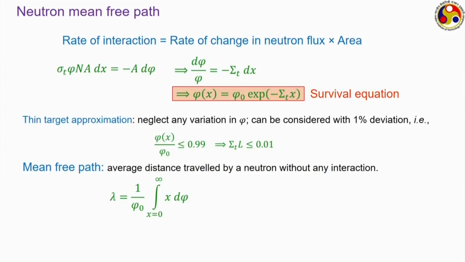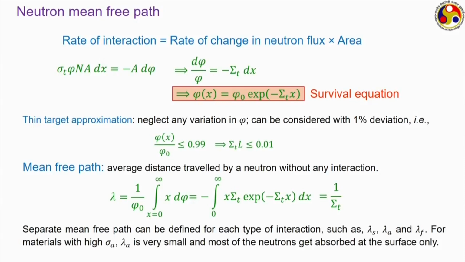If we put the expression for phi, the survival equation, then we can simplify it to this, and finally lambda comes out to be the reciprocal of sigma_t. That is, the mean free path is the reciprocal of the total macroscopic cross section. Instead of going for all kinds of interaction, we can make it specific to any particular interaction as well. Accordingly, we can define lambda_s, the scattering mean free path, lambda_a, the absorption mean free path, and even a fission mean free path. All of them will be reciprocal to the corresponding macroscopic cross section.